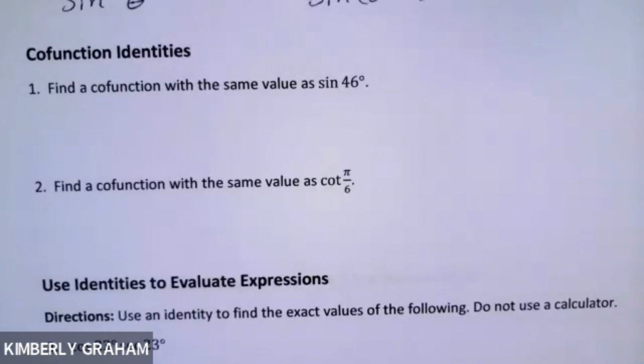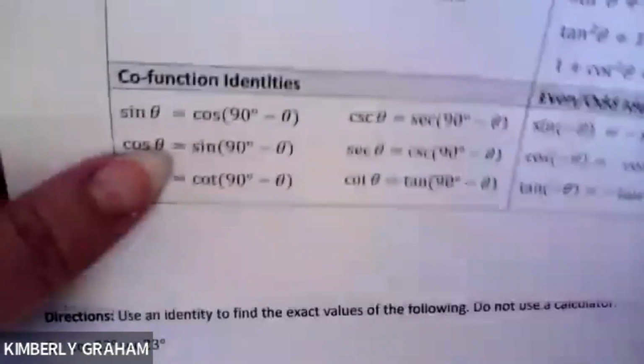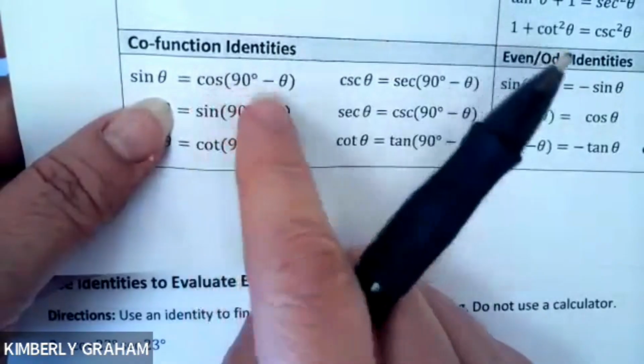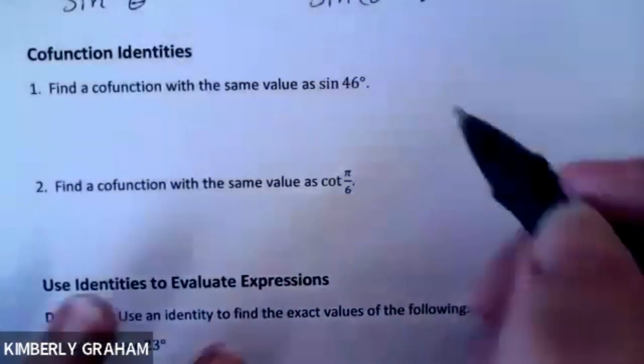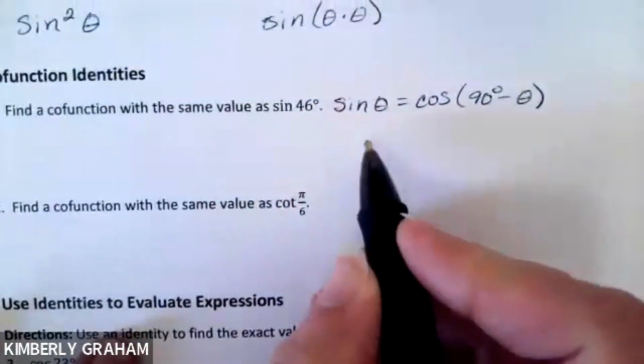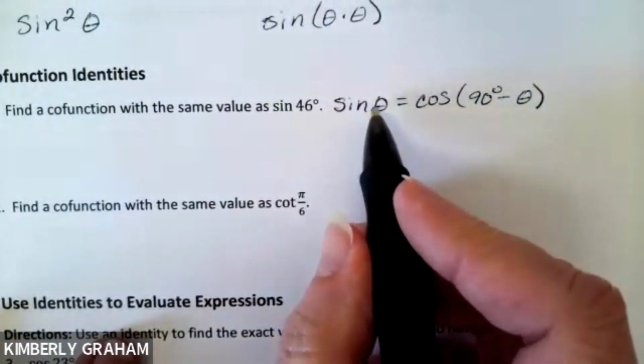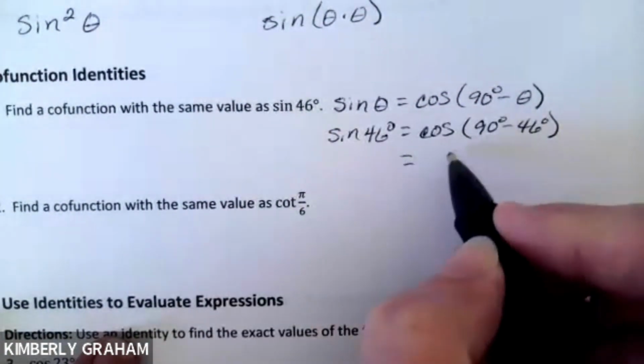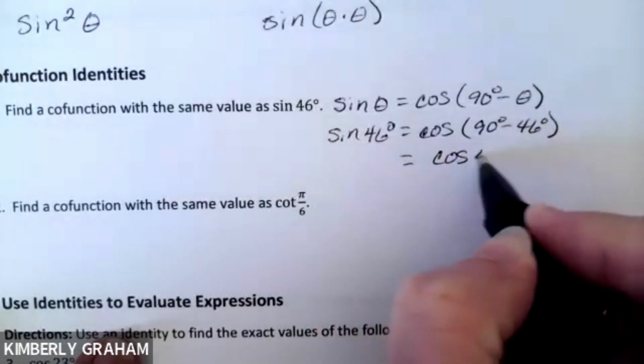Problem 1, I'm asked to find a cofunction with the same value as sine of 46 degrees. So according to my reference sheet, sine theta is equal to cosine of 90 degrees minus theta. And I'm going to substitute 46 degrees in for theta. So I'm going to end up with the cosine of 44 degrees.